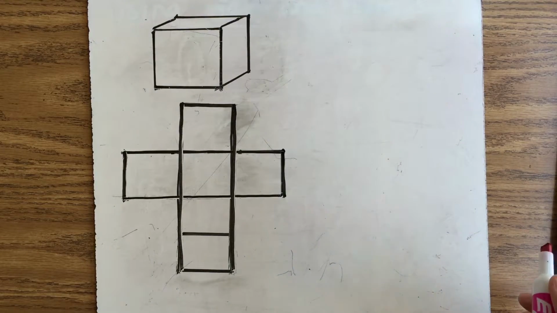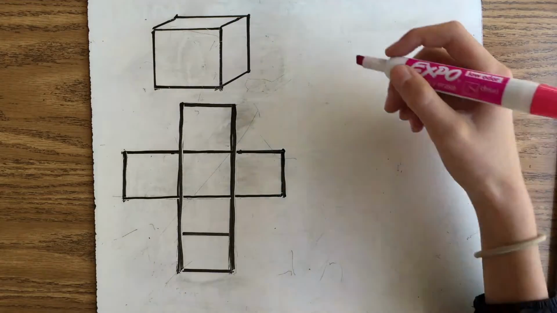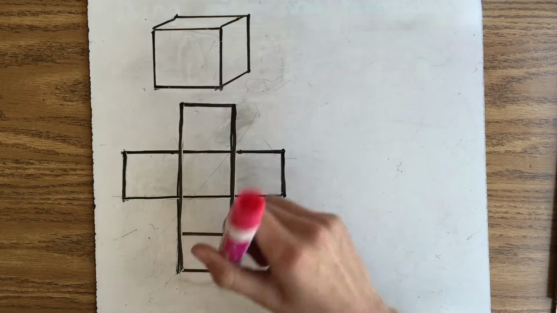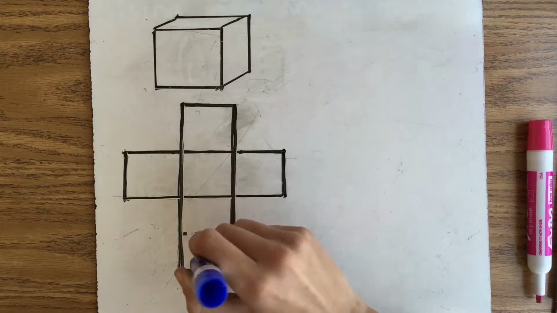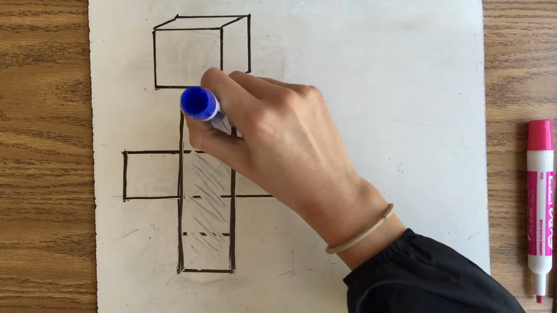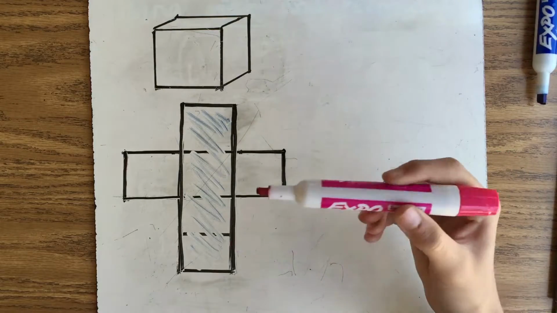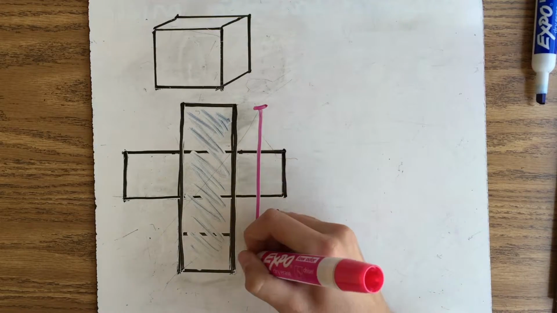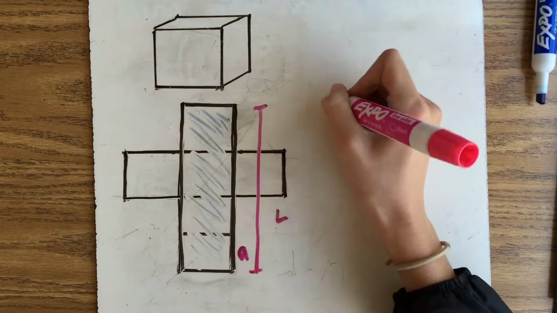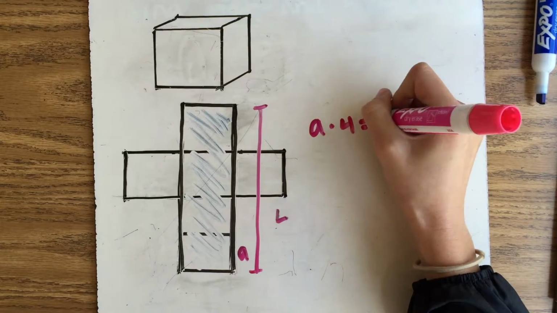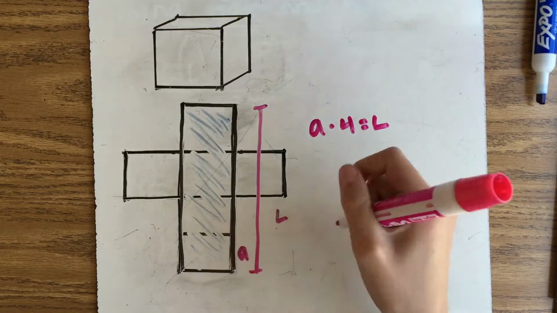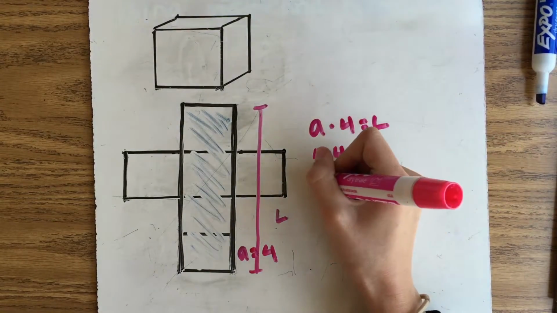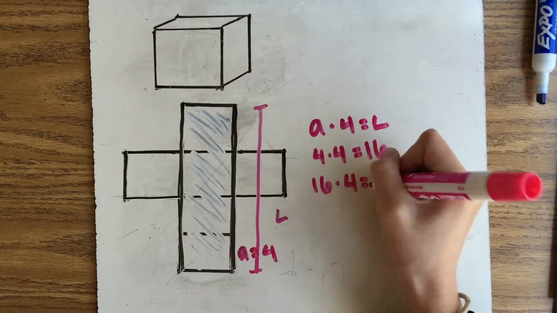Using formulas and nets, we can find the lateral area and surface area of a cube as well. So to find the area of this section here, which will give us the lateral area, we can call this length. And to find the length, it would be the equivalent of if each one of these was A times 4. So if A is equal to 4, it would be 4 times 4, which is 16. And then we would do 16 times 4, which is 64.